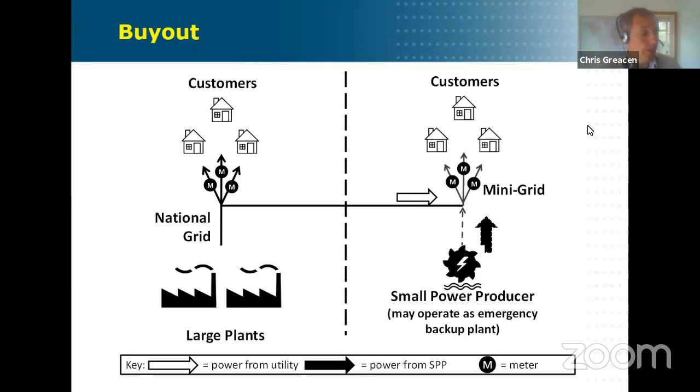Another possible option is buyout, where the utility buys out a portion or all of the mini grid assets. So upon arrival of the national grid, at a predetermined point, the developer is compensated for all of its assets or some of its assets, and ownership of these assets is transferred to the national utility.